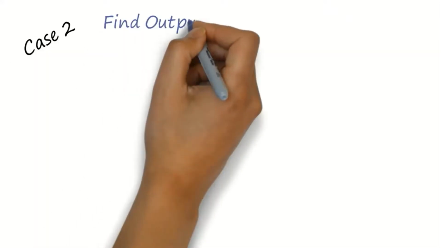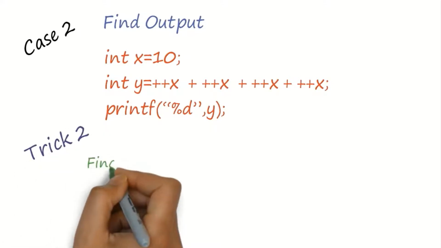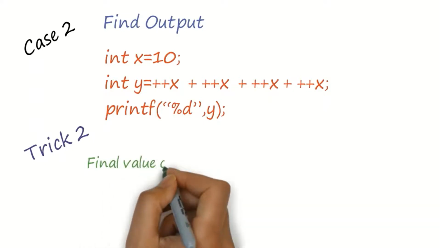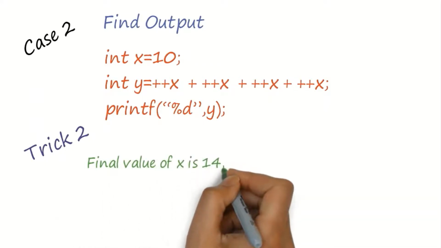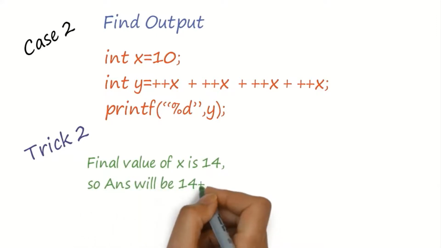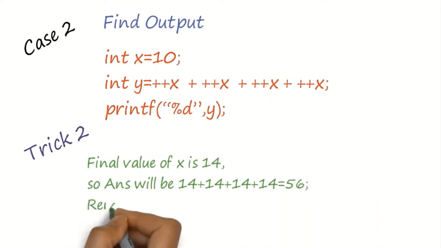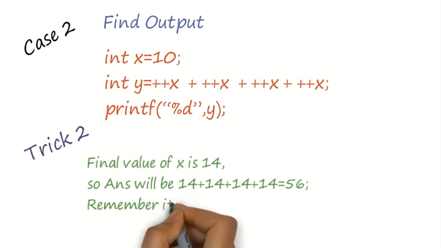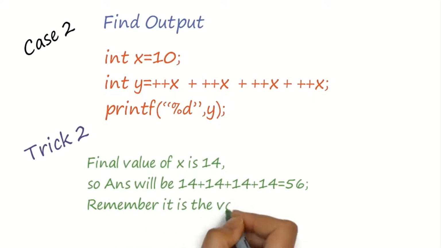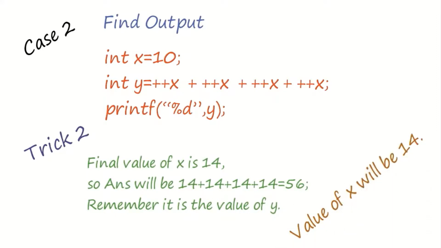Similarly, for case 2, we can see the problem has unary and binary operators. So if you use the same trick directly, we know as the unary operator is used 4 times, the final value of x will be 14. Hence, y will be 4 times 14, that is 56. Be careful during competitive exams. At times on a similar given problem we might be asked to print the value of x instead of y.